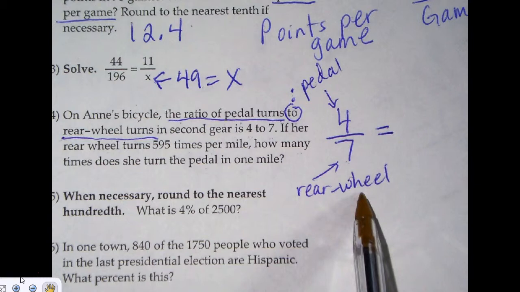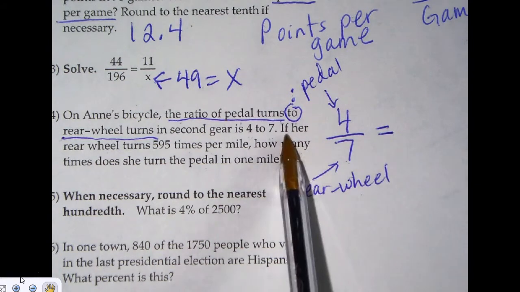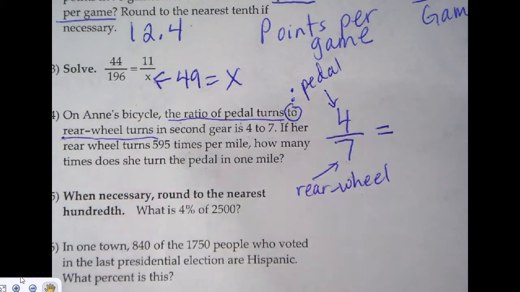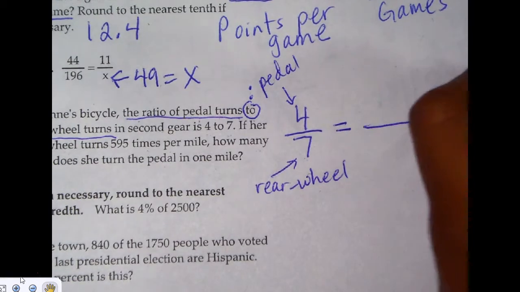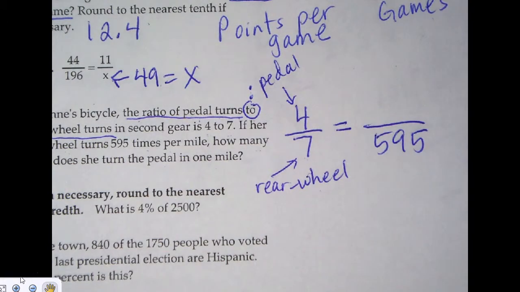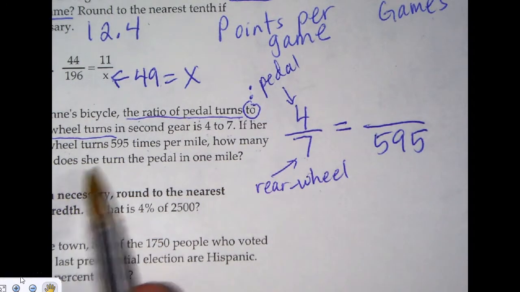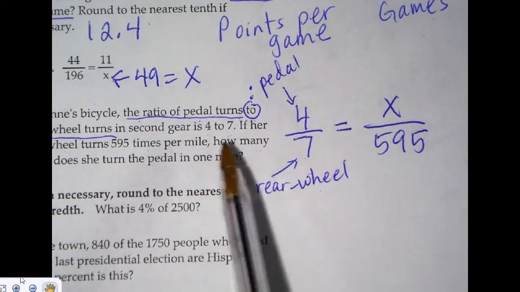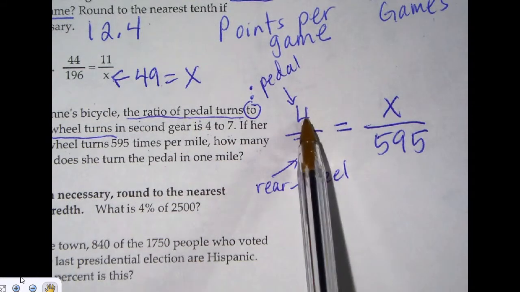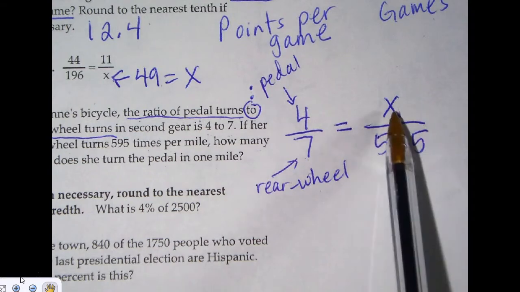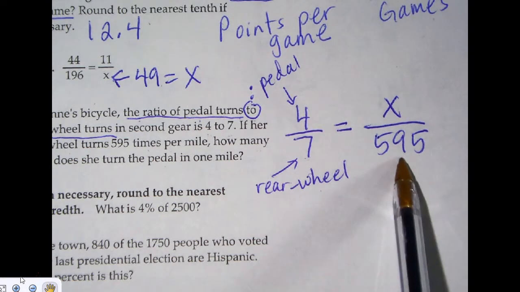So now the information they gave me is that if her rear wheel turns this many times, so that means the rear information's at the bottom. So I'm going to put 595 right here. The question is, how many turns does she turn the pedal? That's my x. So I want to be very consistent with proportion. It's a relationship between one thing to another, and so be consistent. So on this side, pedal over rear wheel.